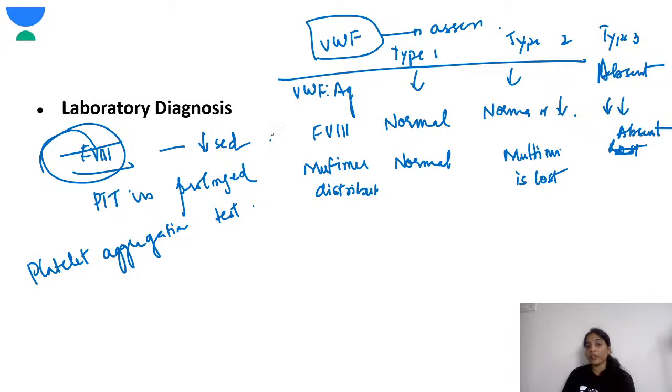A very important thing is the factor 8. In all these three, how will it be? In type 1, the factor 8 is normal. In type 2, it could be normal or decreased. But in type 3, it is severely decreased. This you have to keep in mind. Now tell me, what is the ristocetin test?